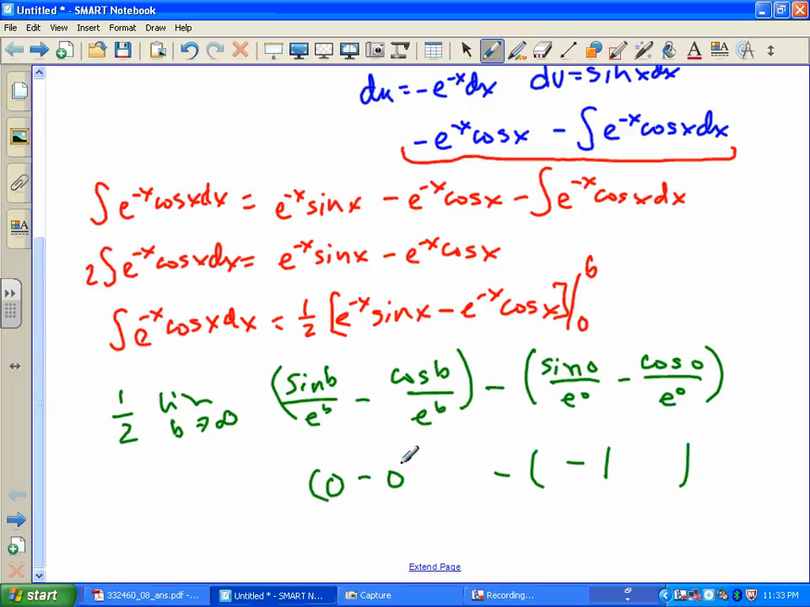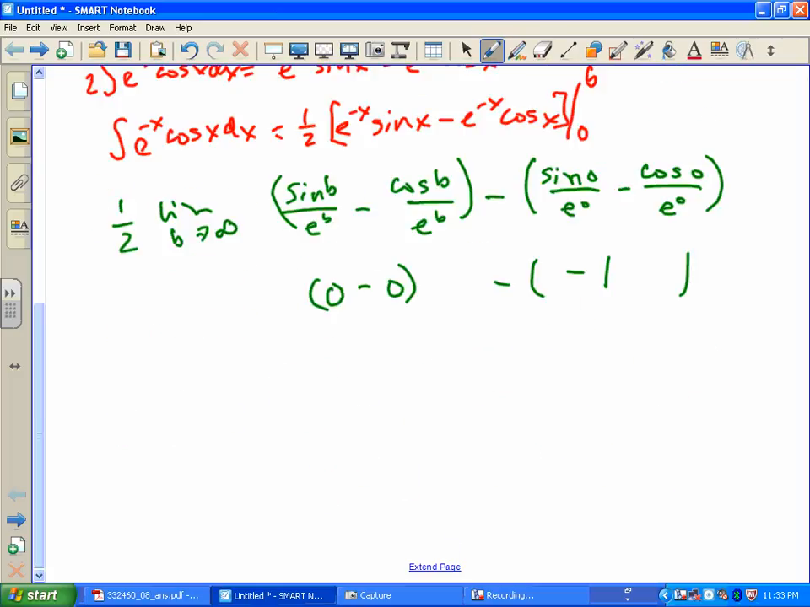My f of b minus f of a turns out to be 0 minus negative 1, or in other words 1, times that constant that we brought out in the beginning, 1/2. So my answer is just 1/2. And there you go for problem number 23.